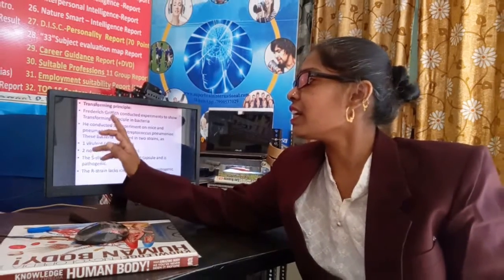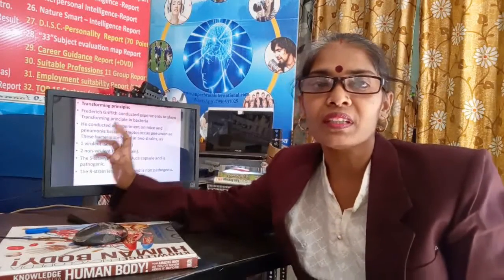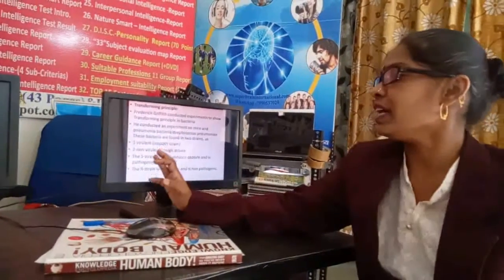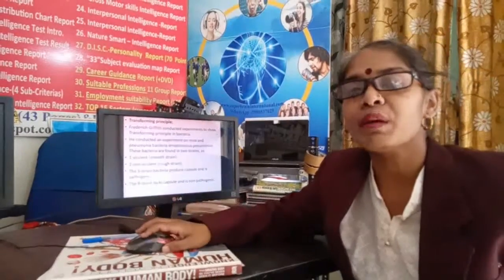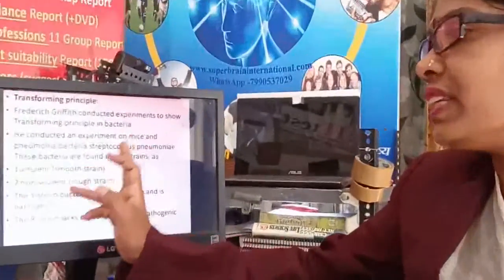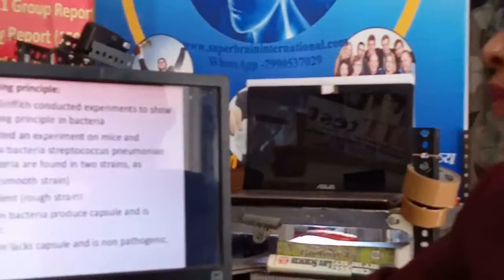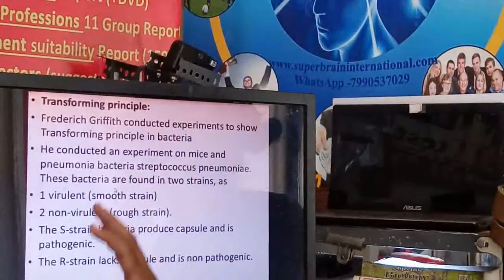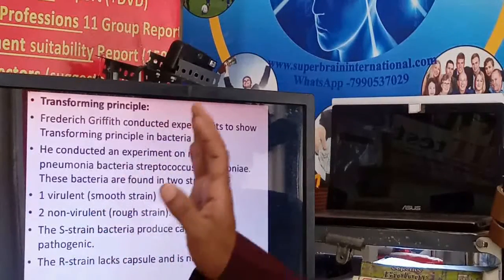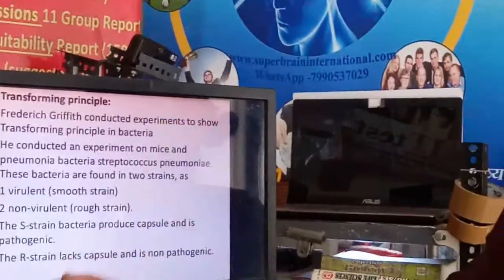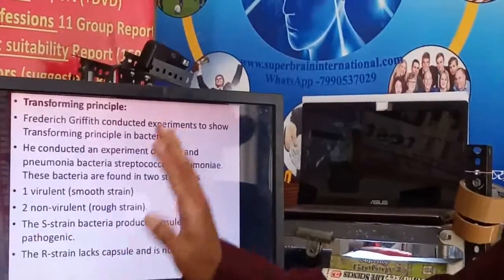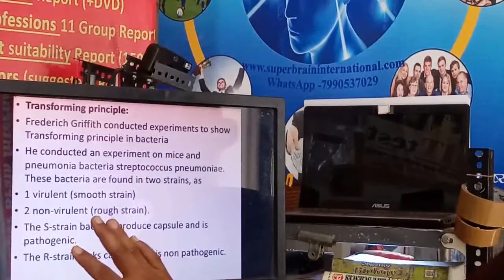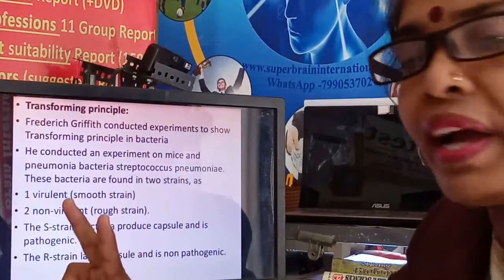For this, the scientist Frederick Griffith conducted an experiment on a bacterium called Streptococcus pneumoniae, which causes pneumonia. In this experiment, he found that there is a transforming material which can go from one cell to the next cell. For his experiment, he selected two strains of the bacteria.